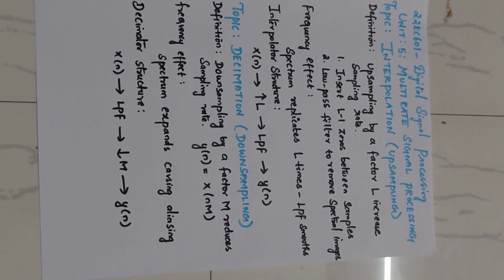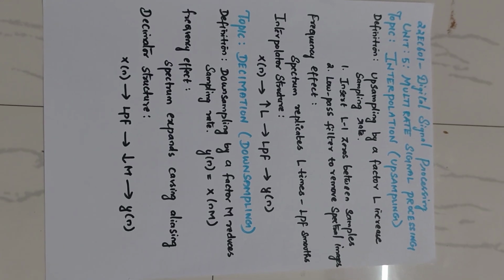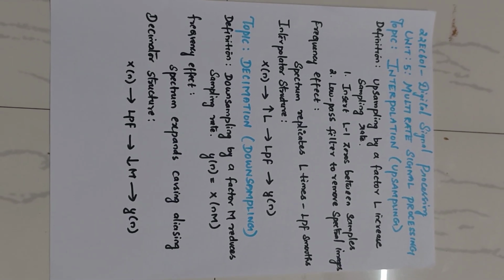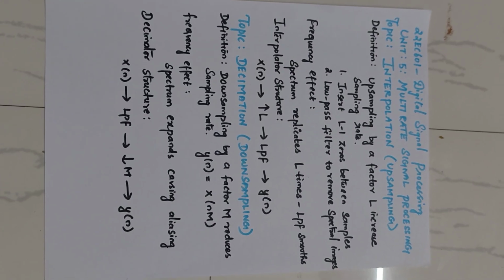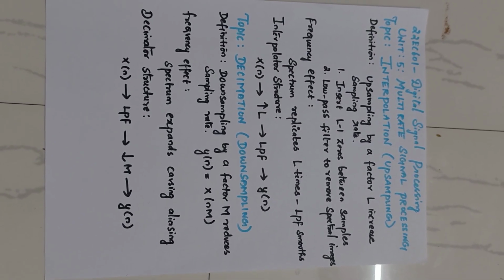There we need to introduce the Nyquist concept. The decimator structure: x of n goes to a low pass filter, decreases by M, and you get the output y of n. In interpolation, you increase by L after the low pass filter; in decimation, you decrease by M with a low pass filter.